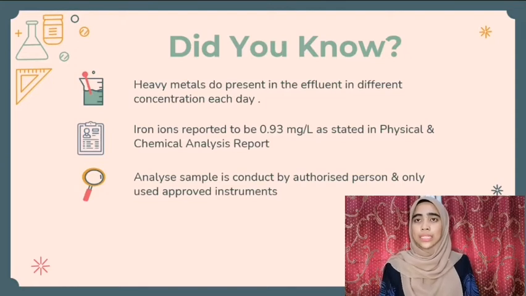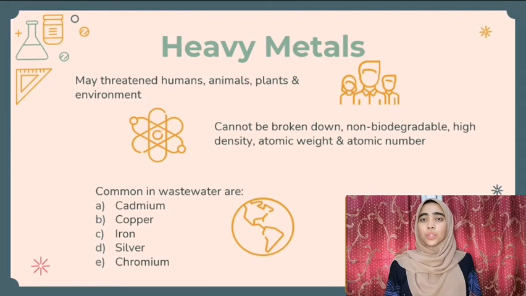or ex situ analysis. Anthropogenic activities introduce heavy metals in large amounts that lead to environmental pollution and may threaten humans, animals, plants, and the environment. Heavy metals cannot be broken down and are non-degradable. Characteristics of heavy metals are high density, high atomic number, and high atomic weight. The density of heavy metals is between 3.5 to 7 grams per cubic centimeter.